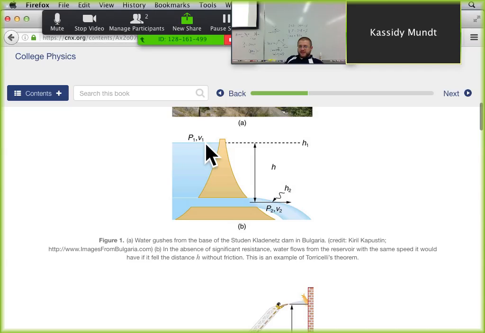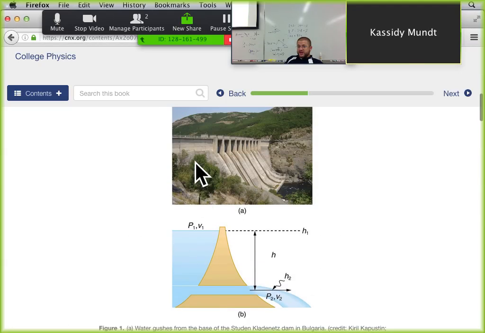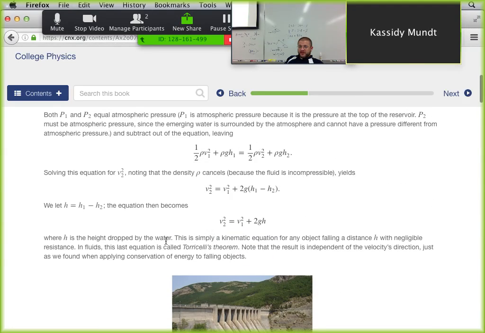So here is the picture. You have the dam right here, and you have the dam water up here, and it's going down slowly, slowly, slowly, slowly, and then it's coming out here super fast. And if the reservoir is big enough, you can actually consider this velocity to be zero. It's so small. And then the equation actually becomes even simpler. If velocity 1 is 0, then velocity 2 is just equal to the square root of 2 times GH. And it's simple as that.